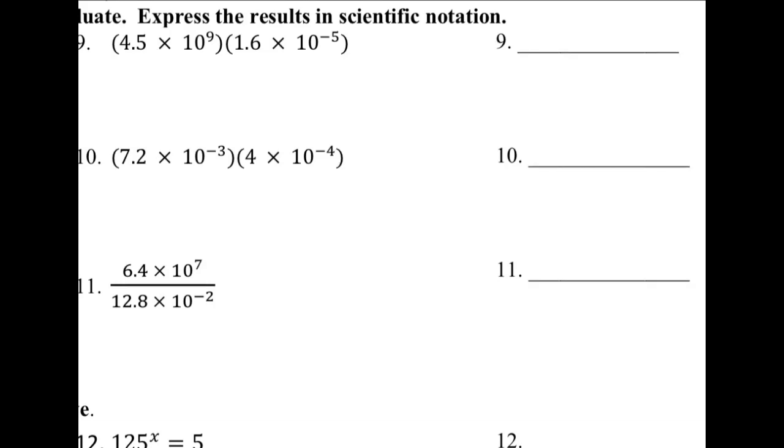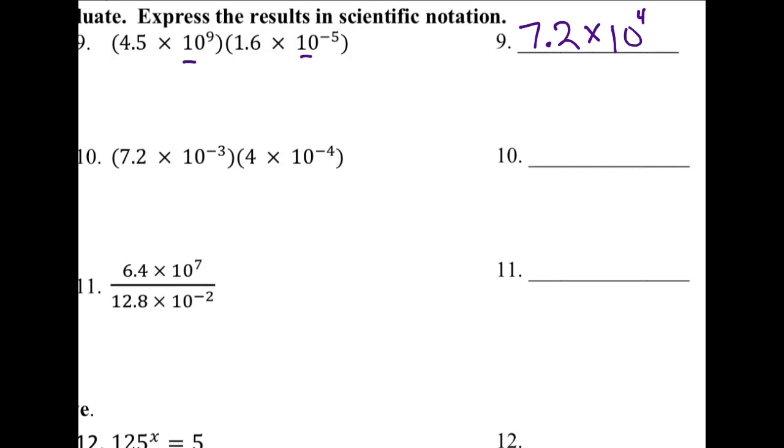So what we get to do here, we talked about grouping the numbers and then just handling the exponents as we get to them. So on number 9 here, we get to do 4.5 times 1.6, and we get 7.2. Now that's already in scientific notation, so we're just going to leave 7.2 times 10. And if I look at our exponents, 10 is the base with both of them. Add those exponents. 9 minus 5 is 4. And so we'd have 10 to the 4th.